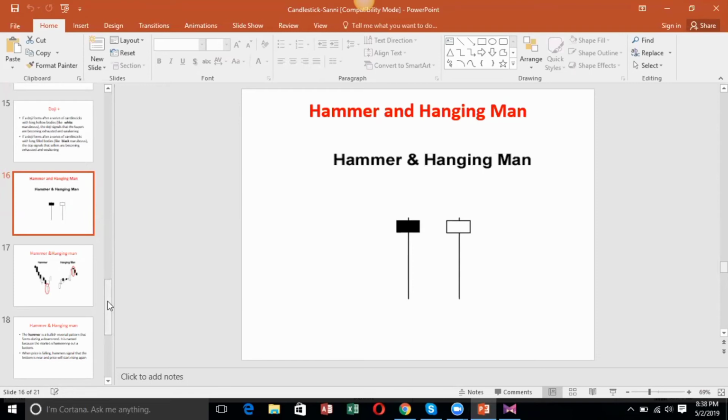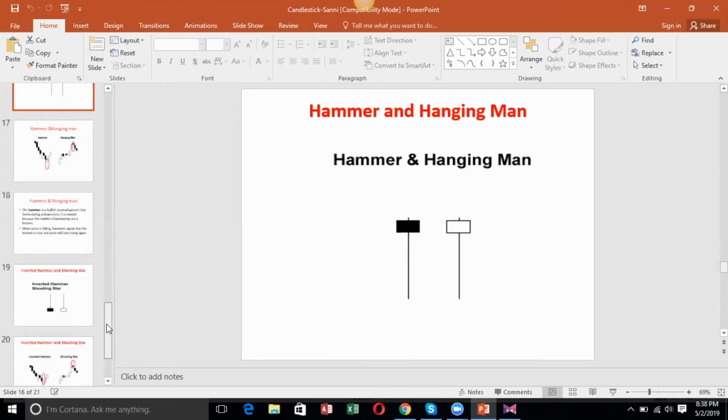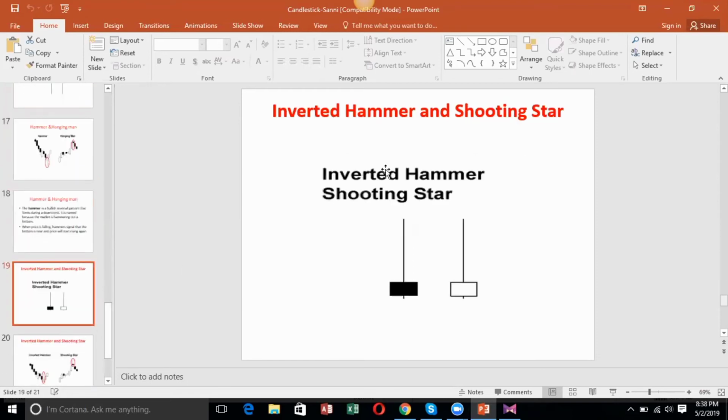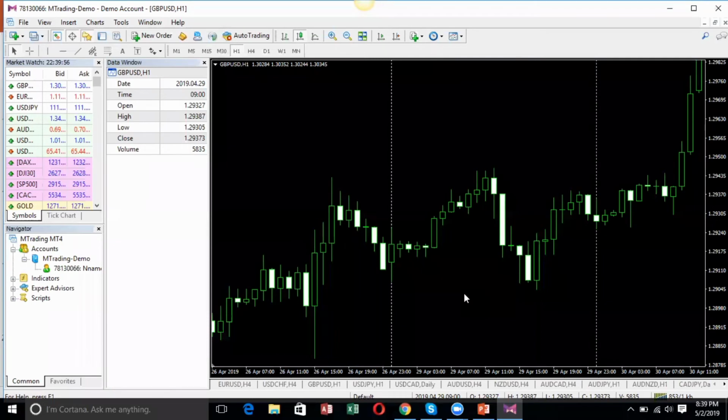I'm explaining the hammer. Then this is another type of hammer we have again. The inverted hammer. This is it. The candlestick that has this shape is bullish. That is a bullish candle. That is what we call an inverted hammer. So let's identify the hammer here.